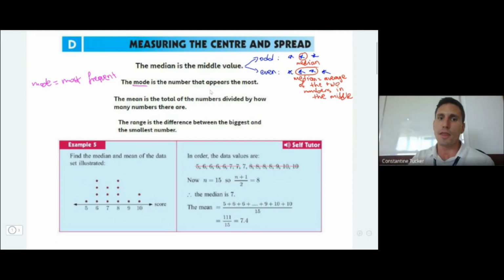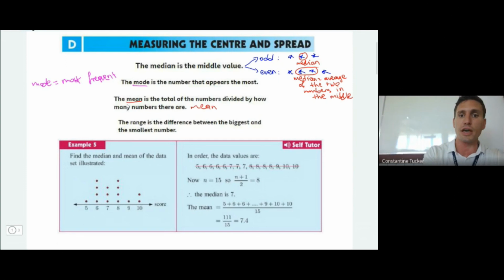The mean is what? What is another word for mean? Average, exactly. So mean is basically the average of all the numbers. You add them all up and divide by how many things you've got.